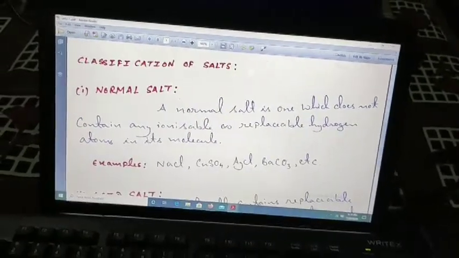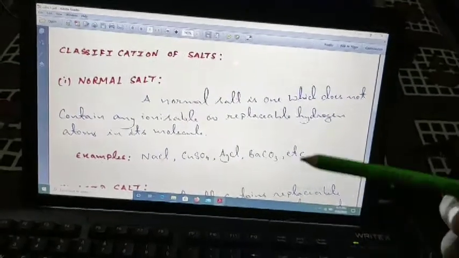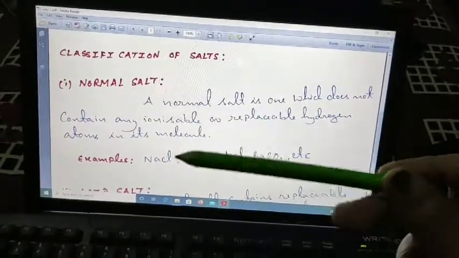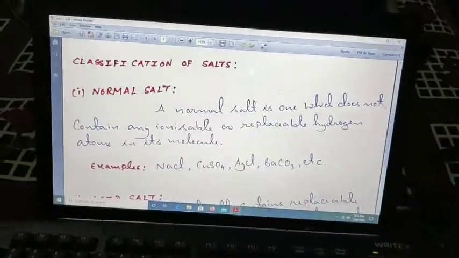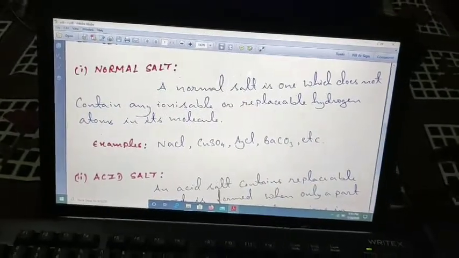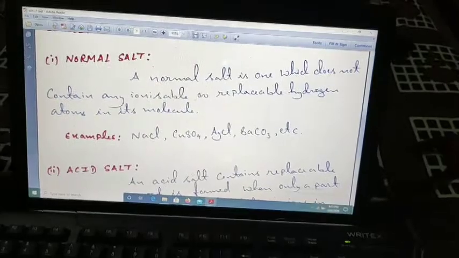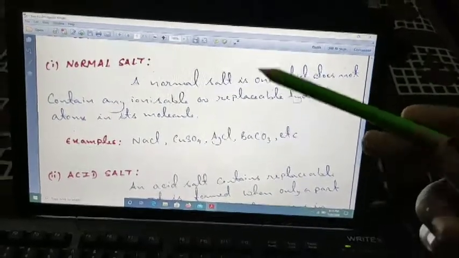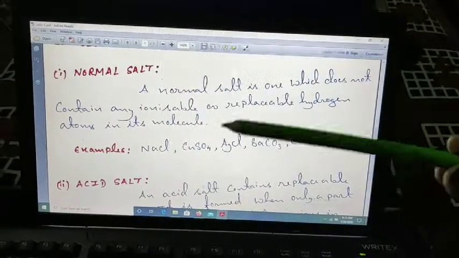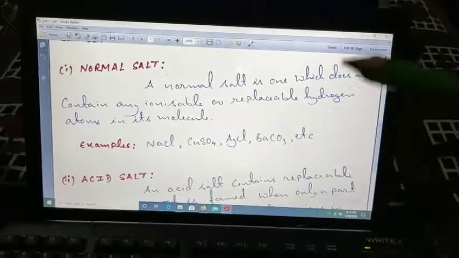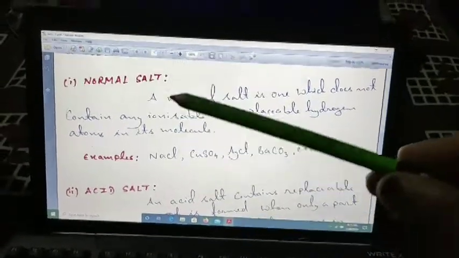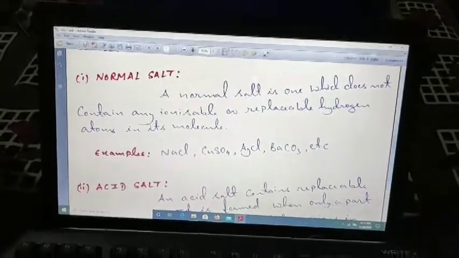Now, classification of salt. We can classify salt into three types: normal salt, acid salt, and basic salt. We have other salts also, but since our syllabus mentions discussing only these three types of salt along with examples and definitions, first we'll discuss normal salt.